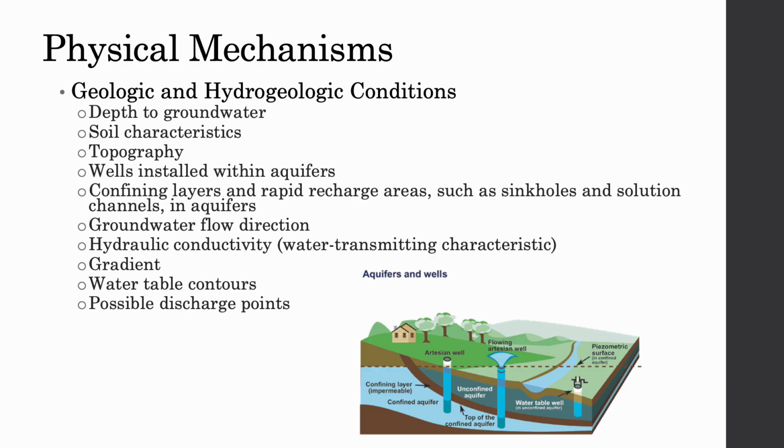Overall, you need to really know what's going on and what's already installed. Then we have groundwater flow direction, hydraulic conductivity, gradient, along with water table contours and possible discharge points. They're just all important factors to consider when installing a form of containment or physical barrier, and before pursuing any ground modification methods.